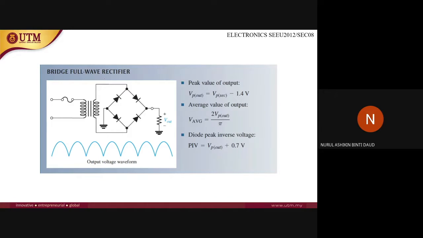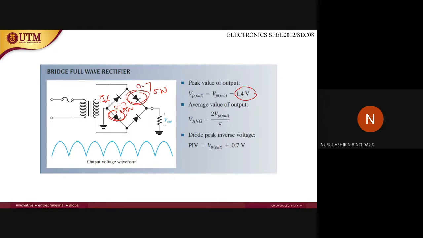Next is the bridge full wave rectifier. For bridge full wave rectifier, the peak value of the output is VP secondary, the V peak at the secondary value, minus 1.4 volts. Why is it 1.4? Because it will turn on two diodes. For example, when the input voltage is in the positive region, these two diodes will be on. So it will be 0.7 plus 0.7, which is 1.4.